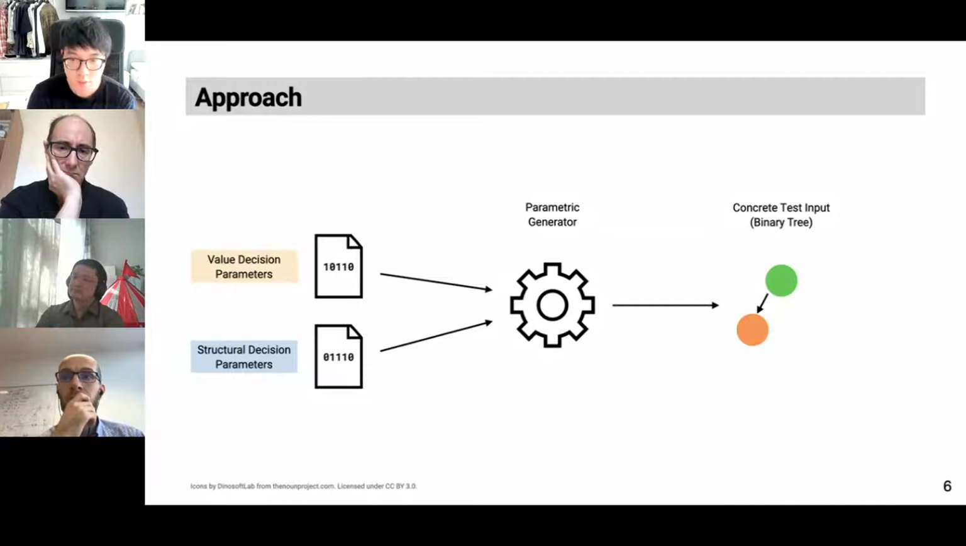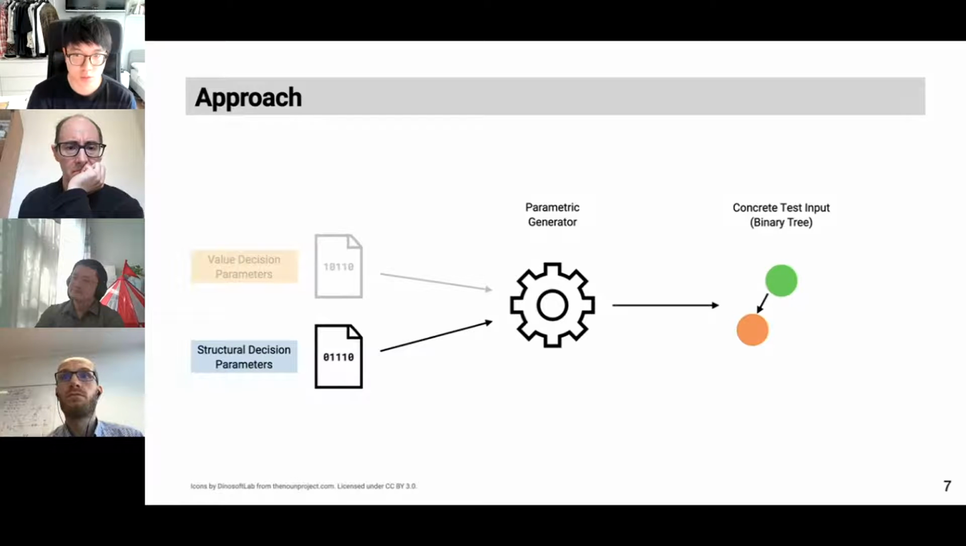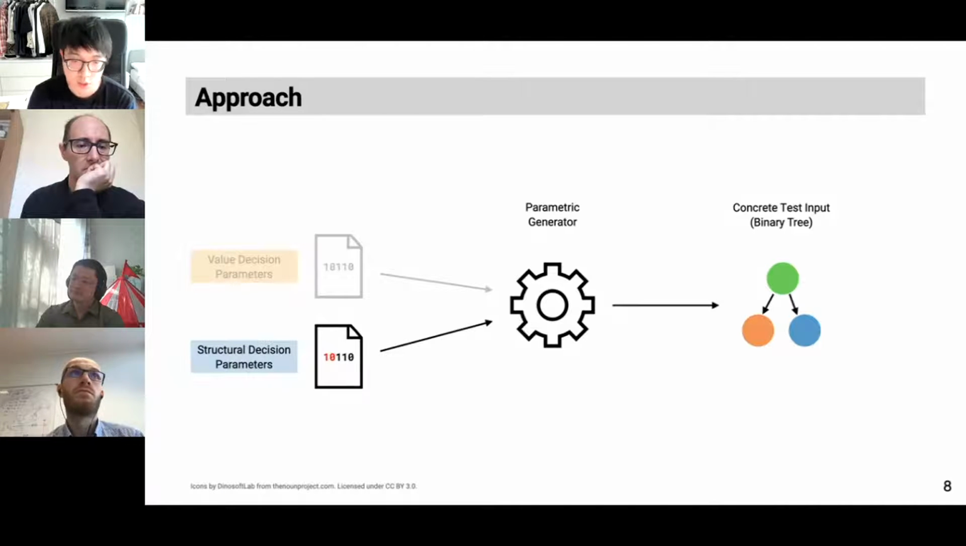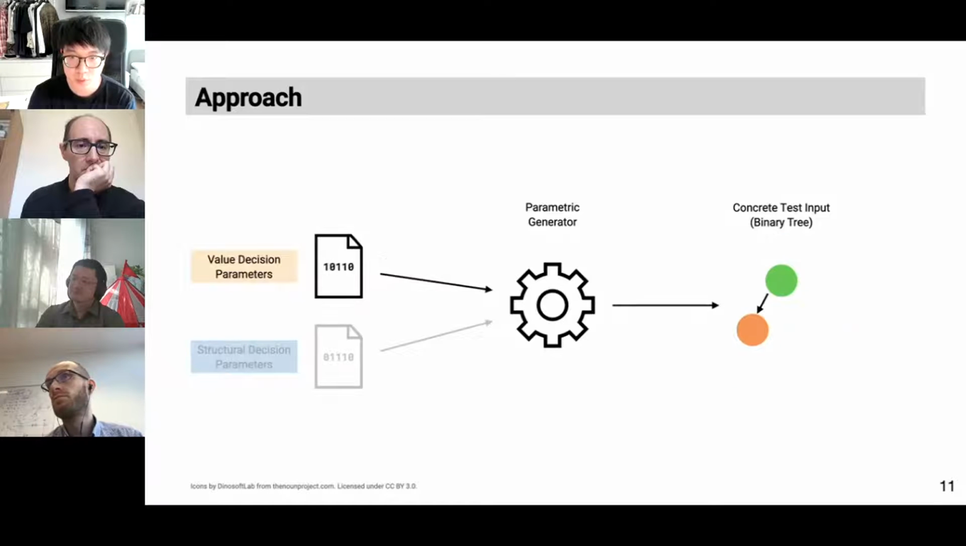Based on this insight, by controlling either type of parameters only, we can perform more fine-grained and controlled mutations in the input space. On the one hand, by mutating the structural parameters only, we can perform structure-changing mutations in the input. In this binary tree example, this would correspond to mutating the shape of the binary tree. On the other hand, by controlling the value parameters, we can perform structure-preserving mutations in the input. In this case, we would be performing mutations on the node values while keeping the shape of the binary tree.